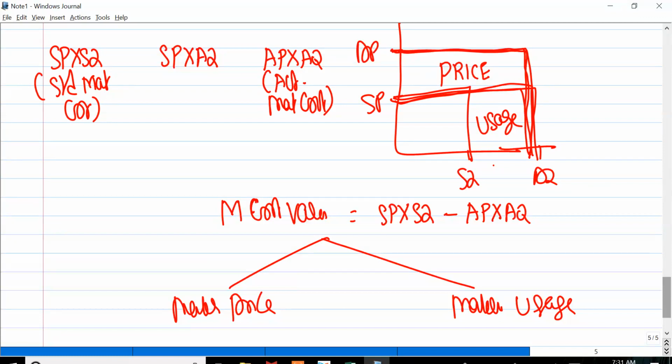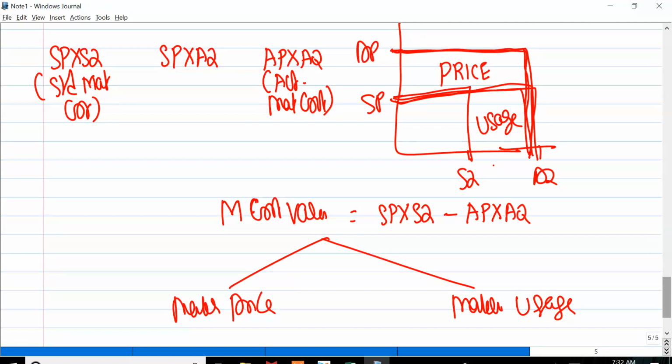In bracket, write some explanation. Some questions may give actual quantity purchased as well as actual quantity consumed.